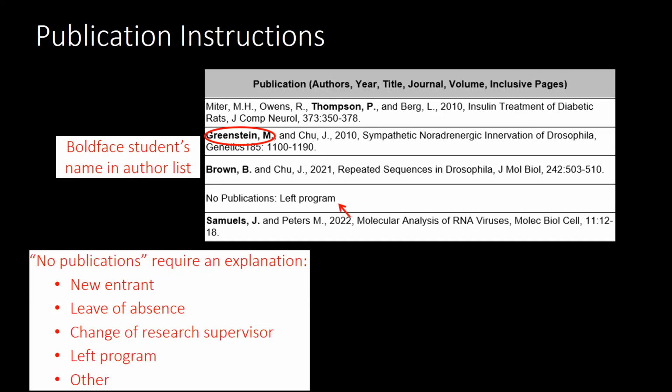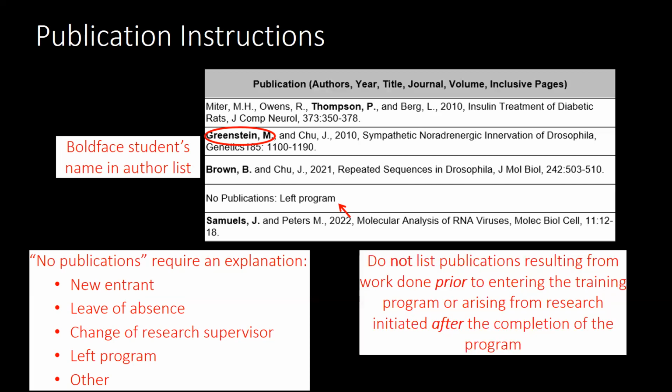If there's no publications for the trainees, especially when you have a renewal, you may have certain trainees that maybe just joined the program. So you're going to have to click no publications and then give a reason. They're a new entrant or they went on a leave of absence or whatever. So you have to list that. So again, this is just reiterating what I was just talking about. Do not list publications from prior work or arising from research after the completion of the program.